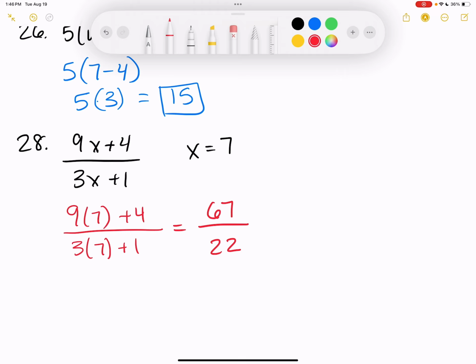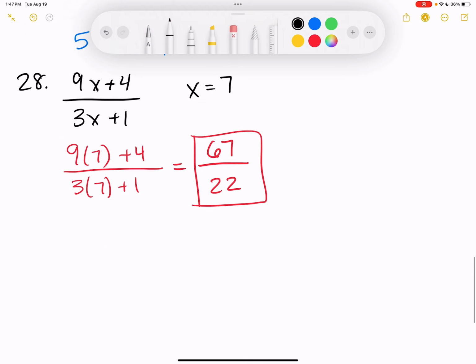I have a feeling you've been told before you can't leave things improper, but I like things improper. The answer in the back is going to give you it as like 3 and 1/22 because they like mixed numbers. But later in math, improper fractions are actually better, so I'm just training you now to leave them improper. But if you change it to a mixed number, I'm not going to mark it wrong. But improper fractions make me happy if I have to have fractions.